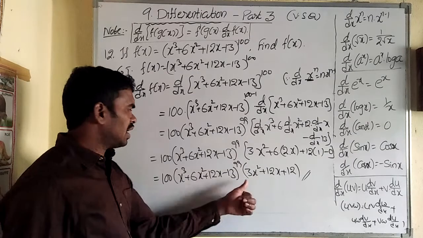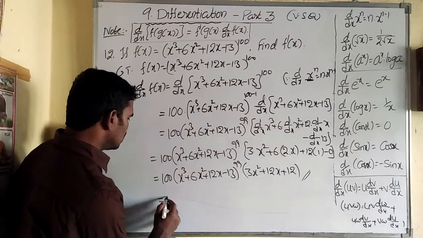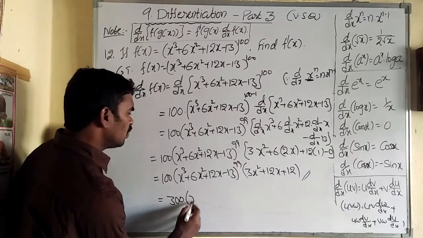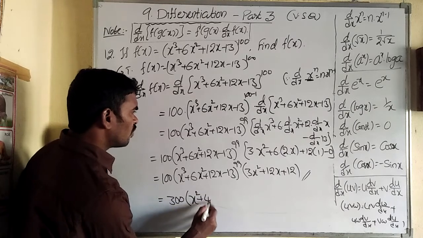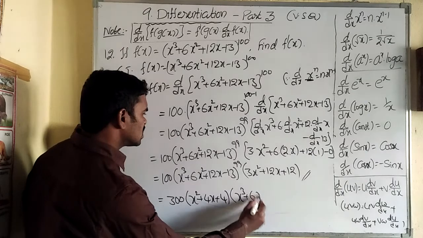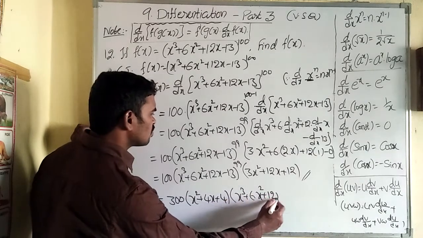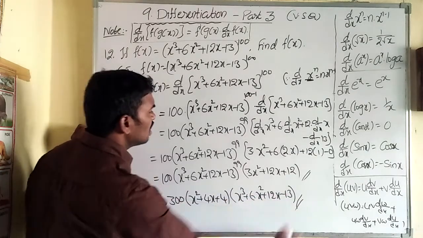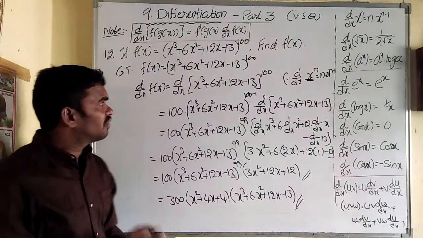Take 3 common, and 3 into 100 is 300, into (x square plus 4x plus 4) into (x cube plus 6x square plus 12x minus 13) whole power 99. So this is the final answer. Is it clear? Very simple.